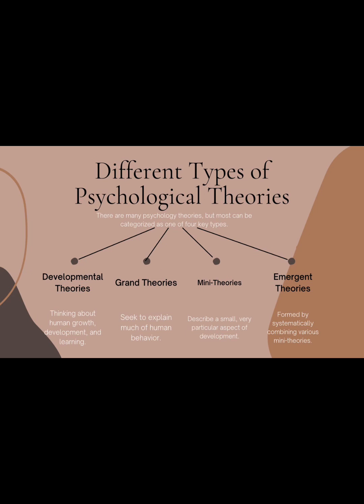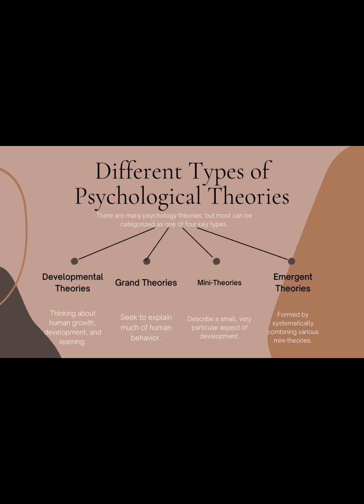Number 3 of 4 was mini theories. Mini theories describe a small, very particular aspect of development. A mini theory might explain relatively narrow behaviors such as how self-esteem is formed or early childhood socialization. These theories are often rooted in the ideas established by grand theories, but they do not seek to describe and explain the whole of human behavior and growth.